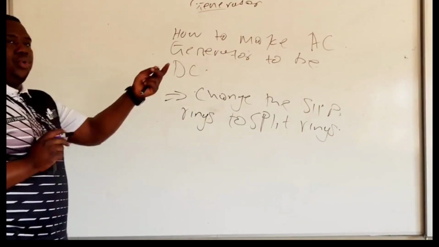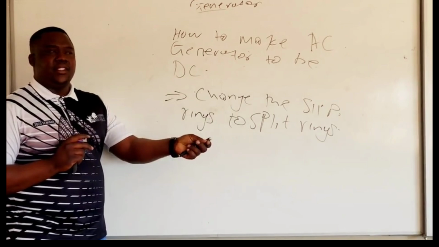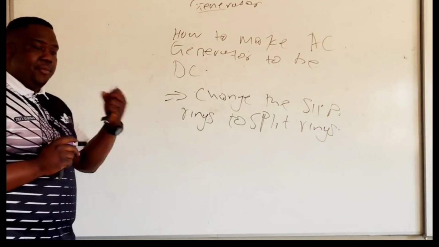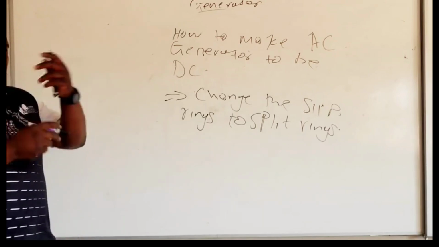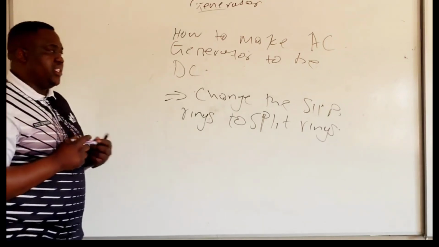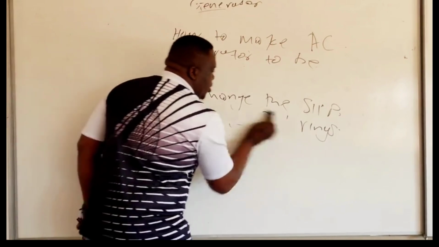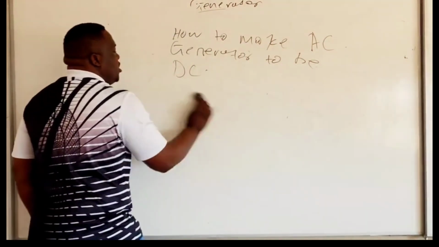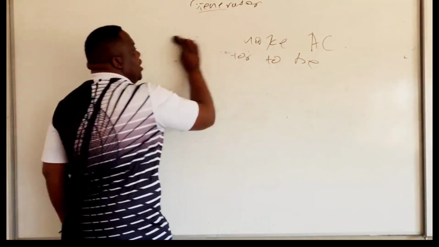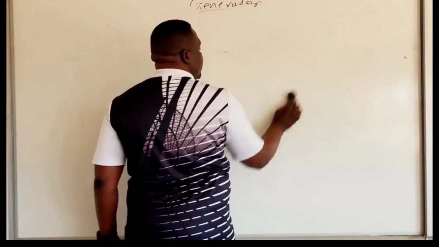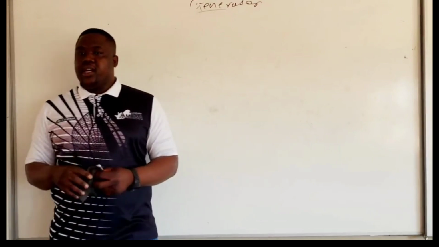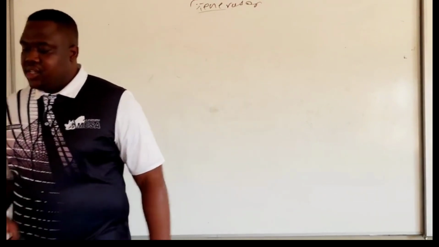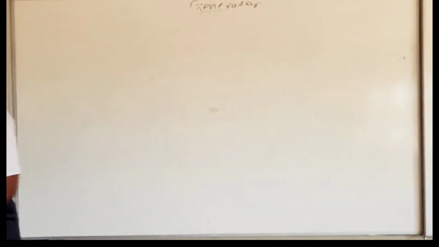If you want to make a DC become an AC, you remove the split ring from the DC and put the slip ring of the AC. Then you have changed the generators. So sometimes they ask such kind of questions. To change those generators from AC to DC, you just change the rings. So now I want to give you the function of the carbon brushes.